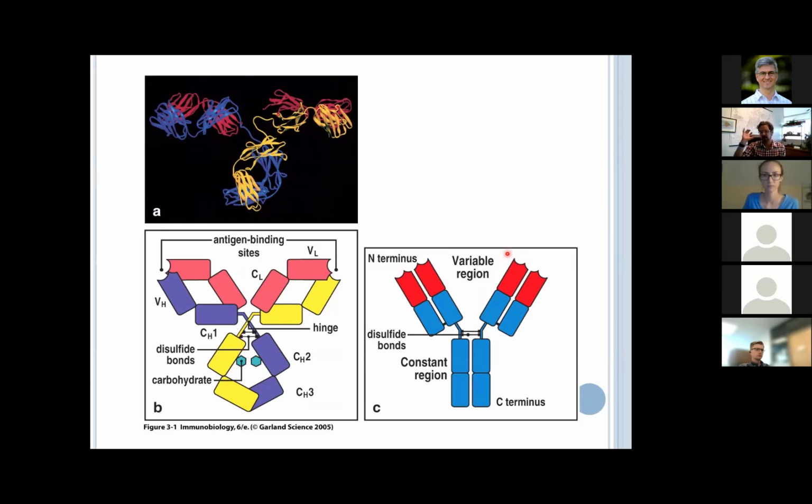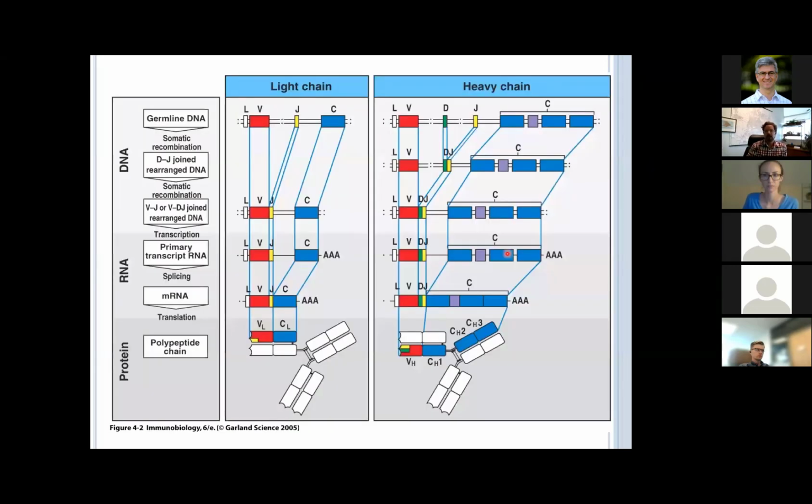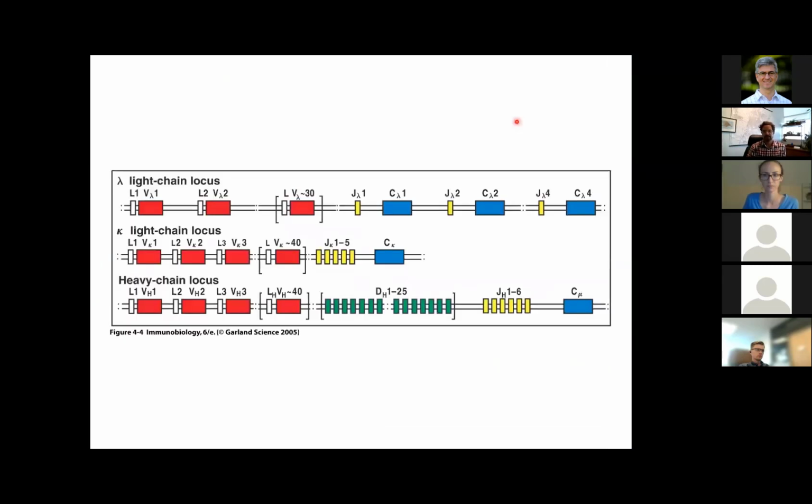So they mediate all of the antigen specificity, and they are very different between different B cells. And the way that they're generated is through this process called VDJ recombination. And so I'm just going to skip to what VDJ recombination is.